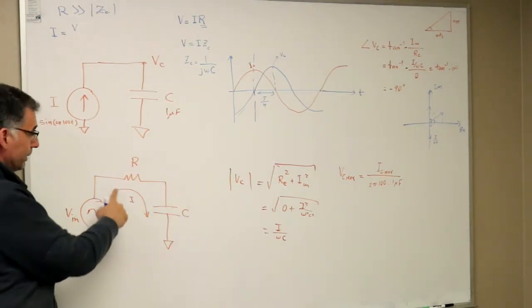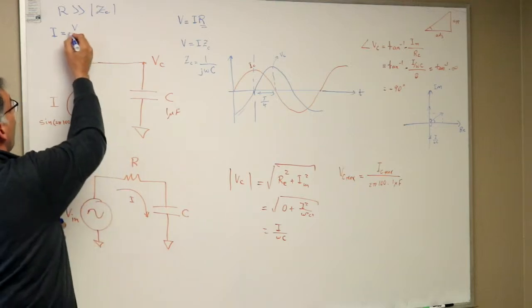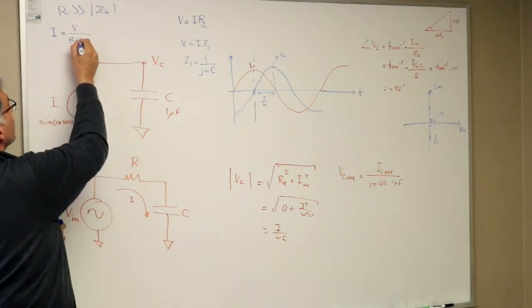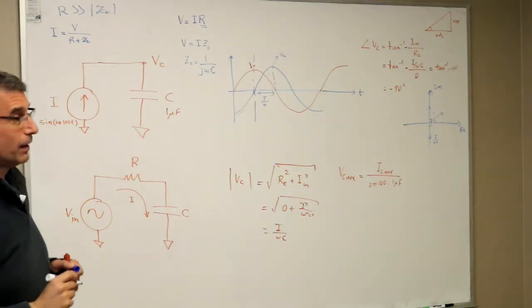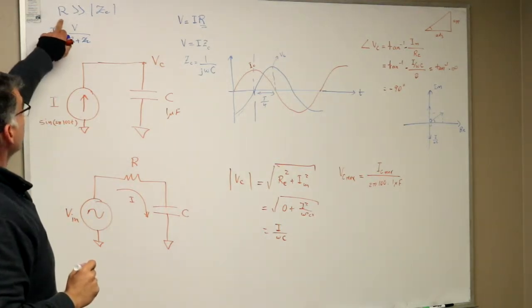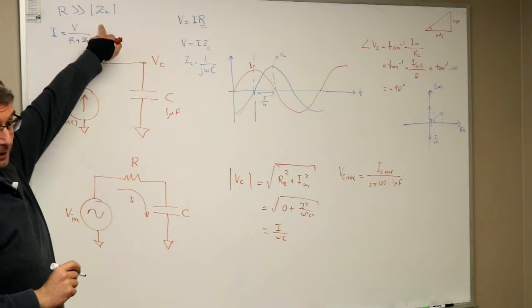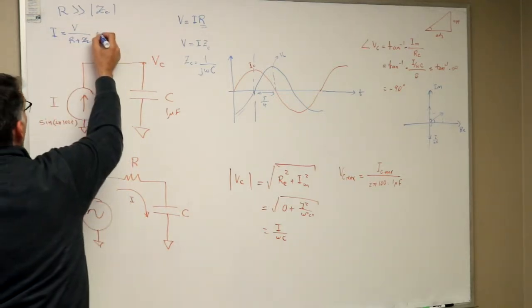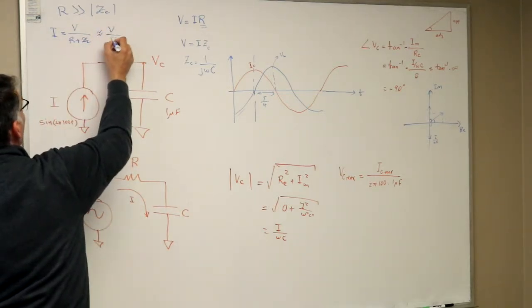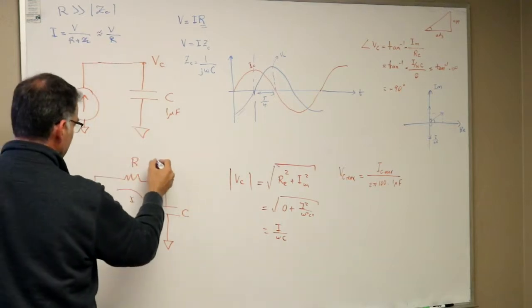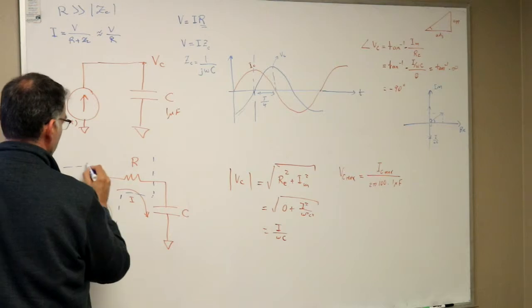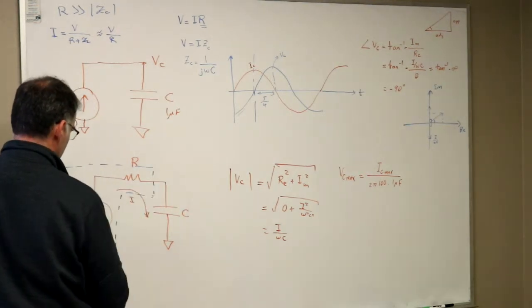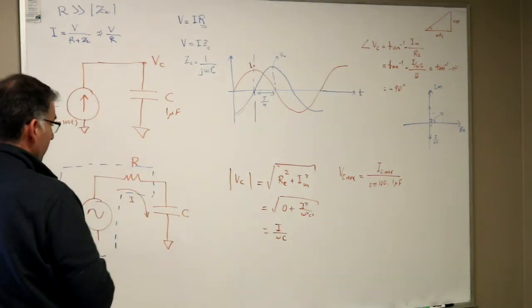Oh, right, they're in series, right? So I want V over R plus ZC, right? But if R is much, much bigger than ZC, then this is approximately V over R. So I can treat this as my current source. Why? Because it's like a black box.